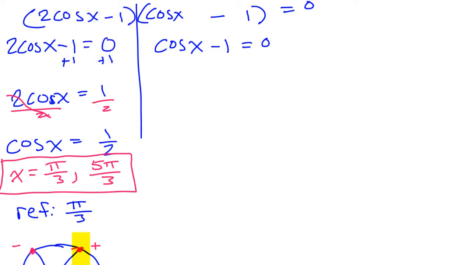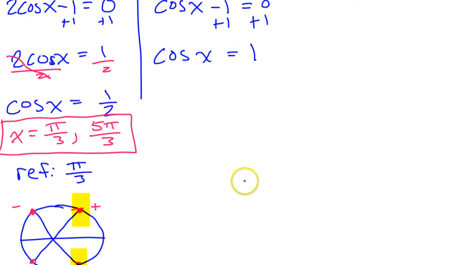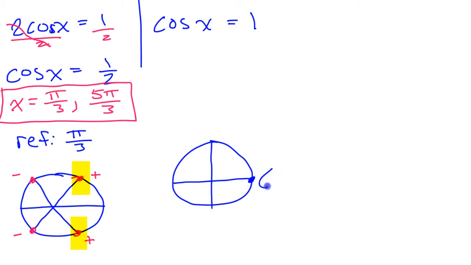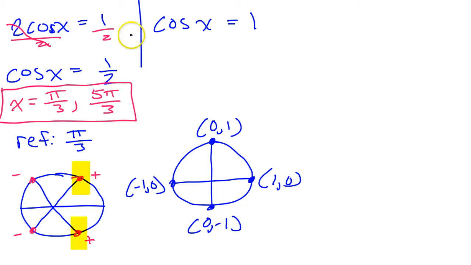So coming over here, if I add 1 to both sides, now I have the cosine of x is equal to 1. So what angle has a cosine of 1? Let's draw a diagram. This is looking like it's going to be a quadrantal angle. So this is the point 1, 0. Here we have 0, 1. On the left we have negative 1, 0. And at the bottom we have 0, negative 1.